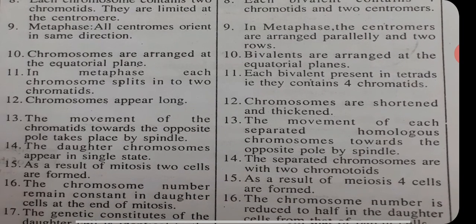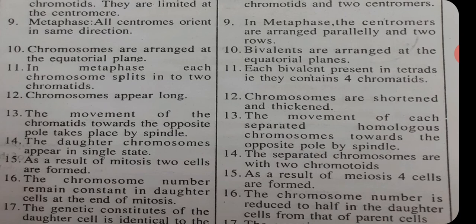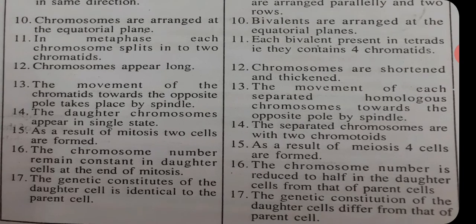Chromosomes appear long in one and short in the other. The daughter chromosomes appear in a single state, while the separated chromosomes in meiosis are with two chromatids. These are small differences. In mitosis the chromosome number remains constant in daughter cells. By the end of meiosis, the chromosome number is reduced to half in the daughter cells from that of the parent cells.